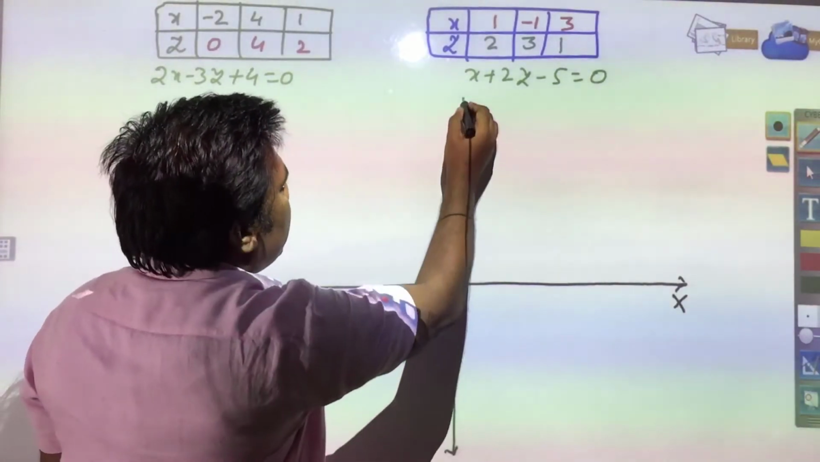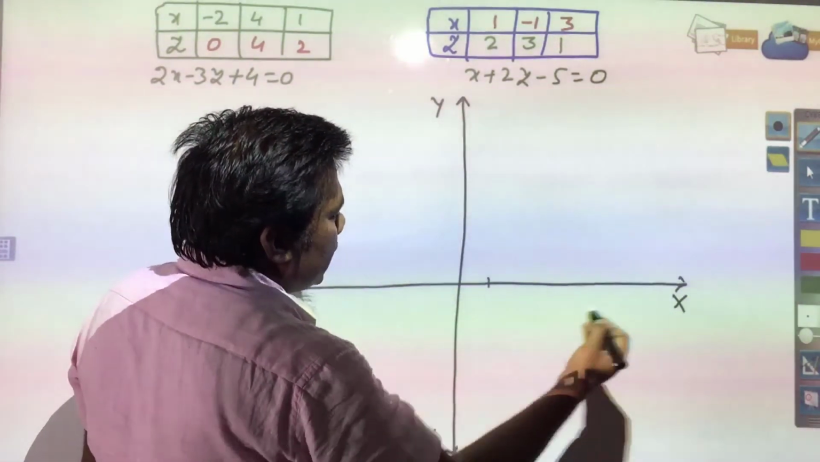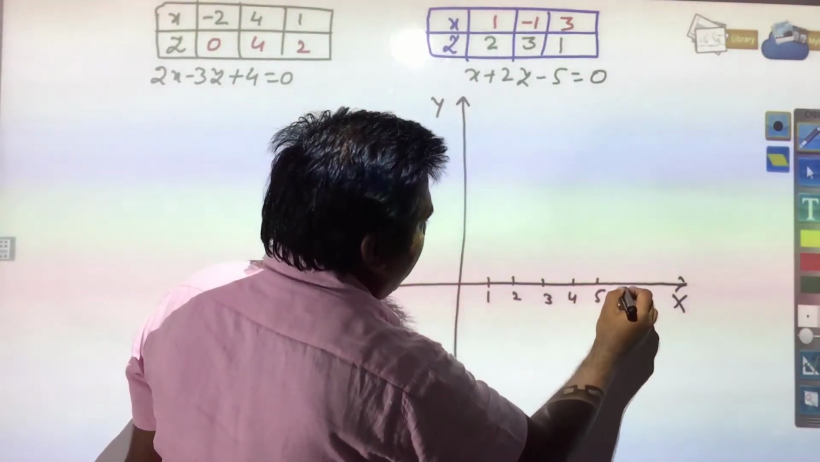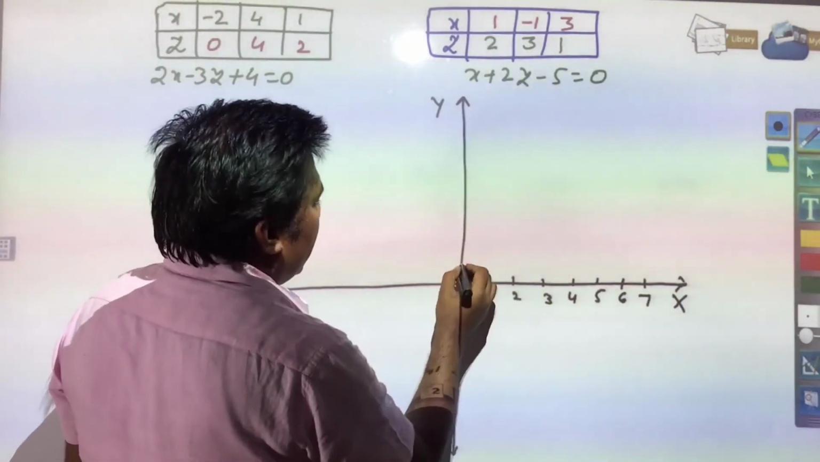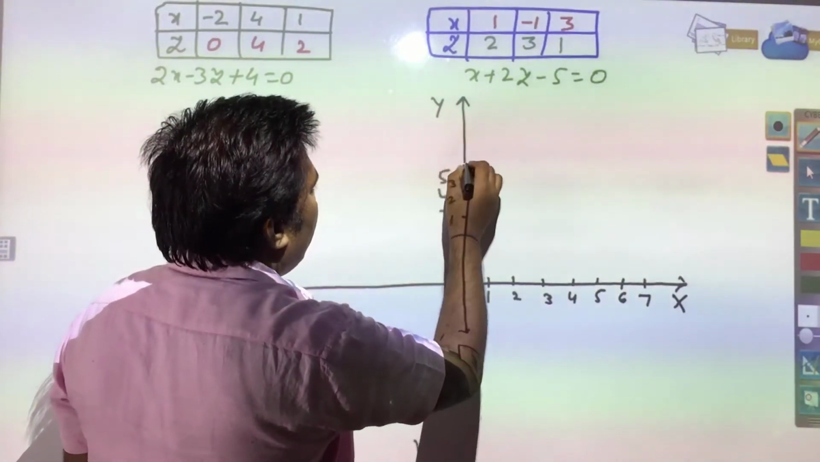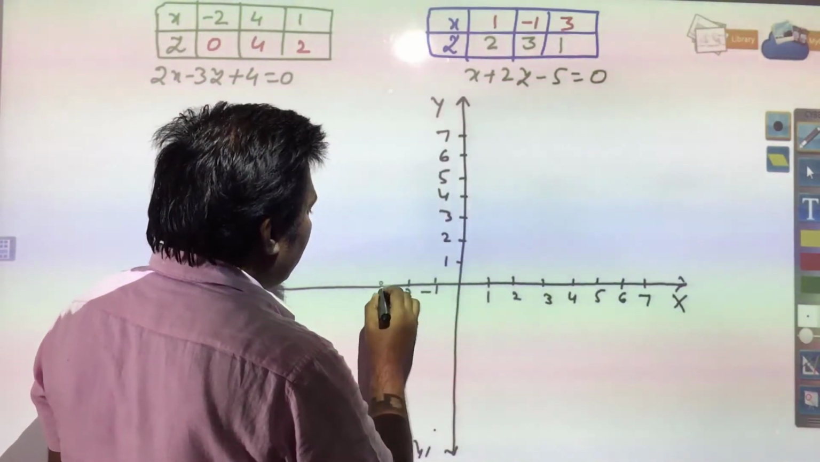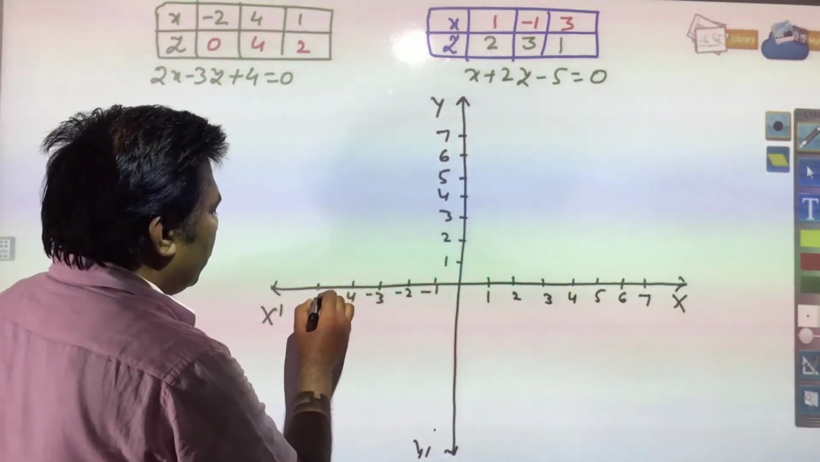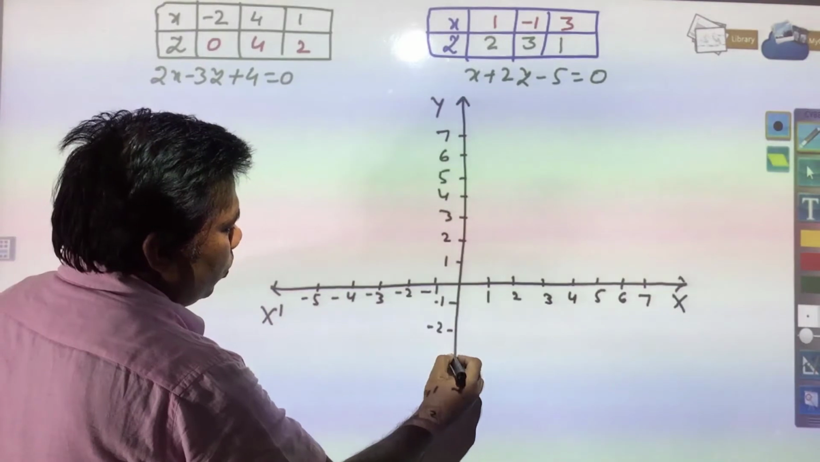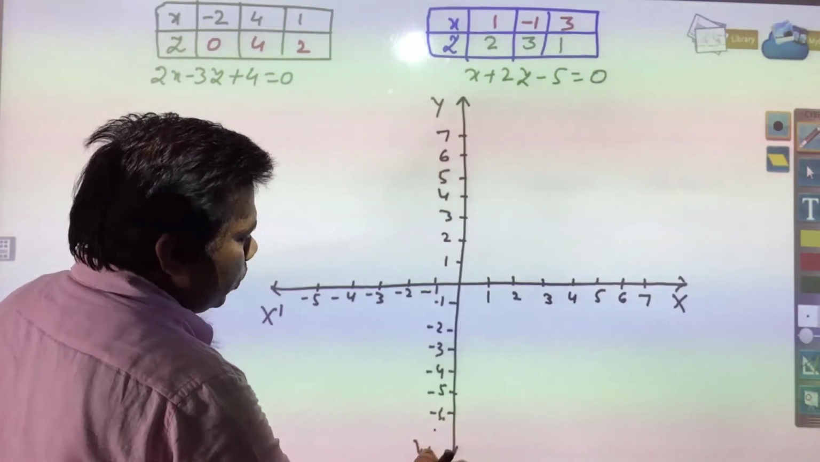Then you have the y axis, suppose this is y and y dash. Here numbers start on the right side, positive: 1, 2, 3, 4, 5, 6, 7 and so on. For the y axis also 1, 2, 3, 4, 5, 6, 7 and so on, and minus 1, minus 2, minus 3, minus 4, minus 5 and so on. And here you have minus 1, minus 2, minus 3, minus 4, minus 5, minus 6 and so on.